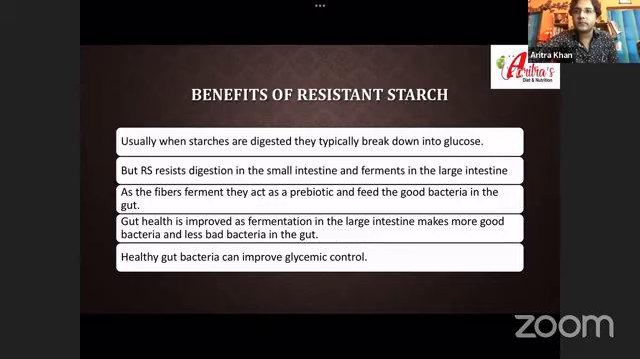Healthy gut bacteria can improve glycemic control. Why does it improve glycemic control? Because absorption is slow. From the stomach to the small intestine, to the GLUT1 and GLUT2 receptors and the large intestine, the progression is very slow. With slow progression, insulin is automatically sensitized and insulin resistance is automatically reduced. This is how it controls diabetes and the blood sugar mechanism.